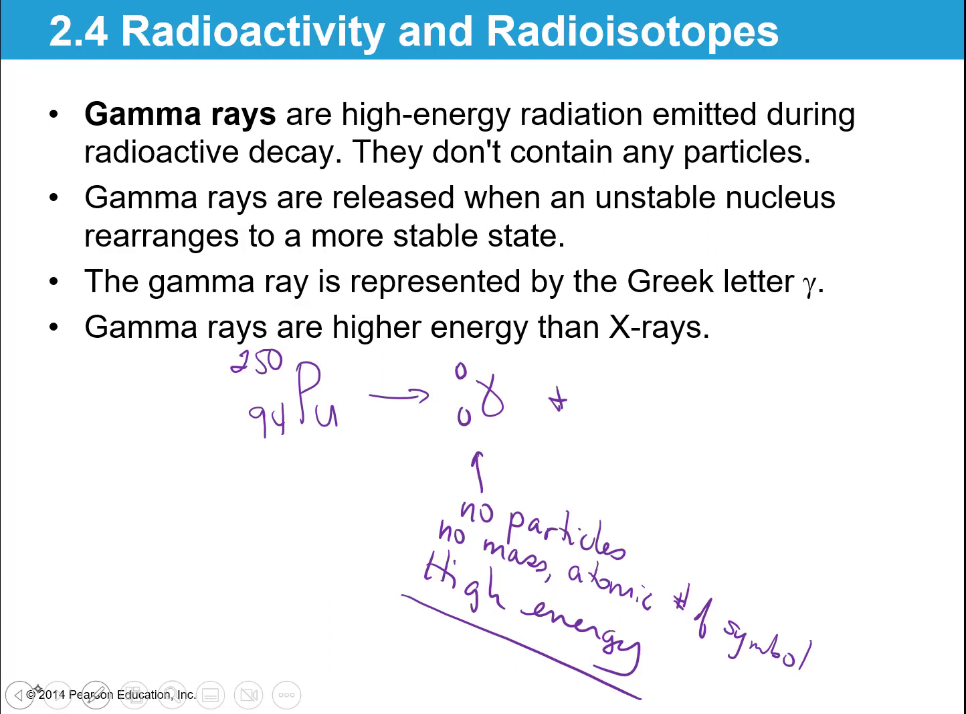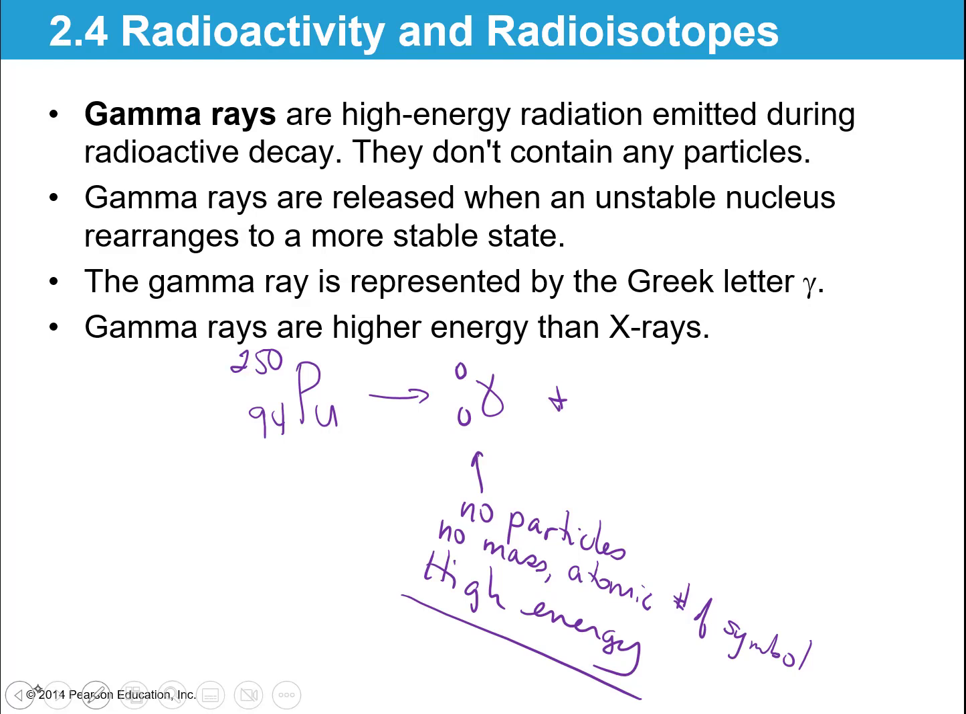So then the third, the last one, is called gamma decay. Gamma decay is the highest energy. There are no particles released. There is no change in mass, no change in atomic number, no change in symbol. It's just a lot of energy. So it's just like radiation energy coming out of an atom that's breaking down, but there are no particles.